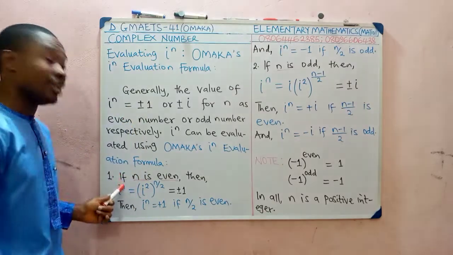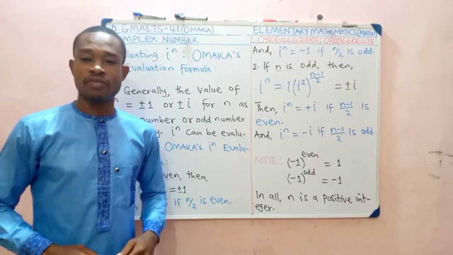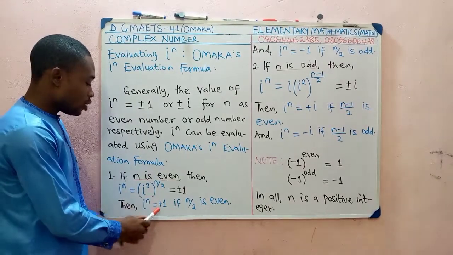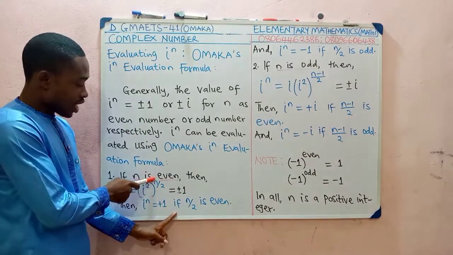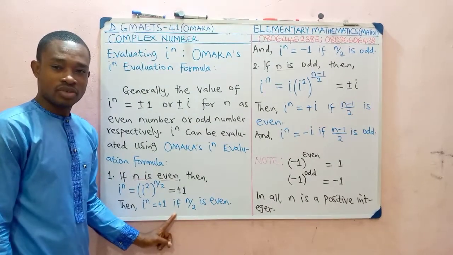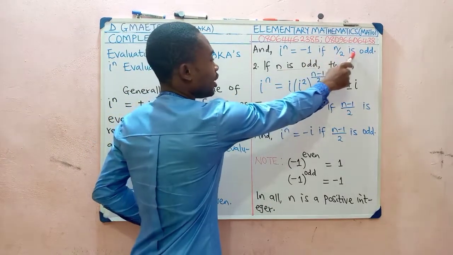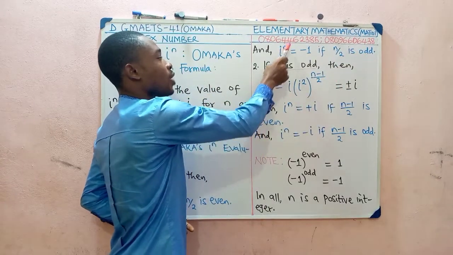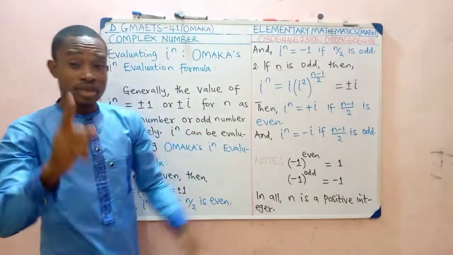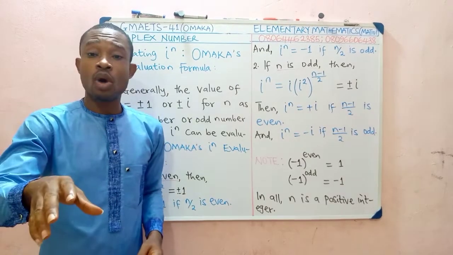In the case where n is even, using this Marcus i raised to power n evaluation formula, let us say that here, i raised to power n would give you plus 1 if this n over 2 is an even number. Does that make sense? But if n over 2 is an odd number, then we expect that i raised to power n will give us minus 1. But take note, n on its own from the given question must be an even number.